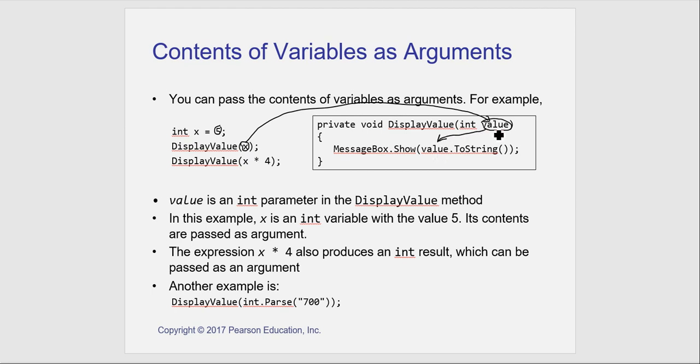So the value is an integer, we're passing it as an integer, but because we're trying to show it, we cannot show an integer, we have to show a string, so we're going to use a method here called ToString. So the output of this would be simply a message box that would display the number 5.